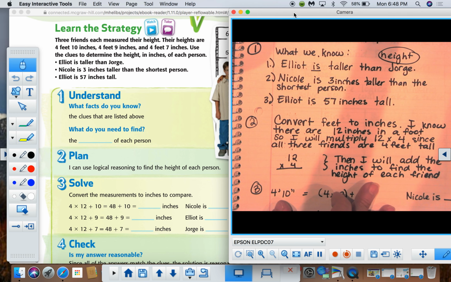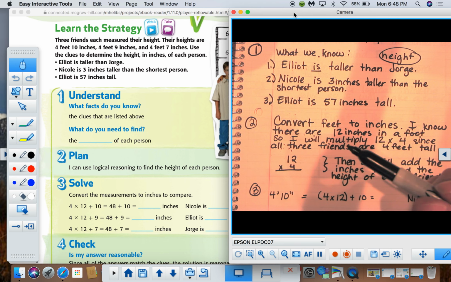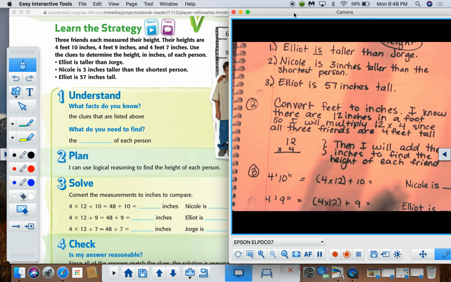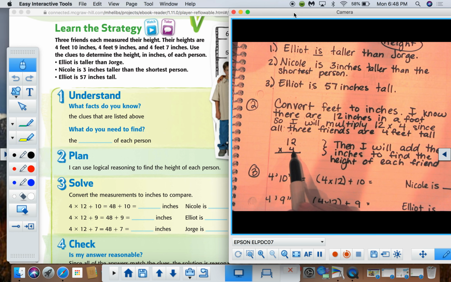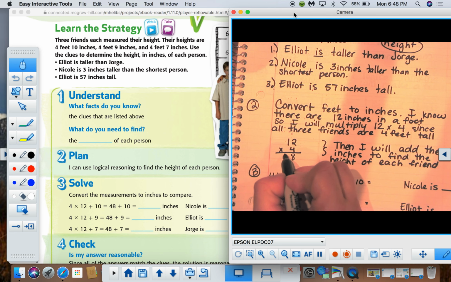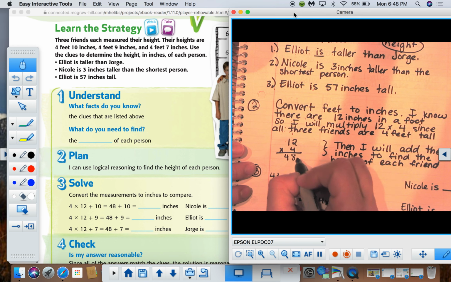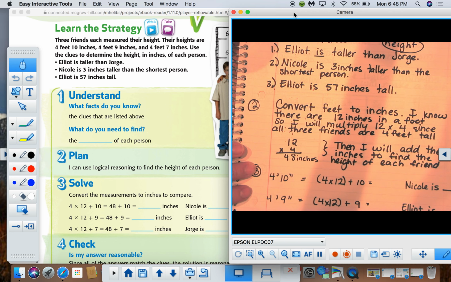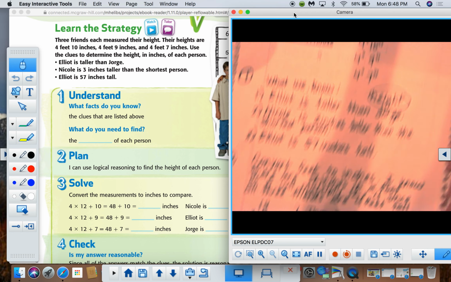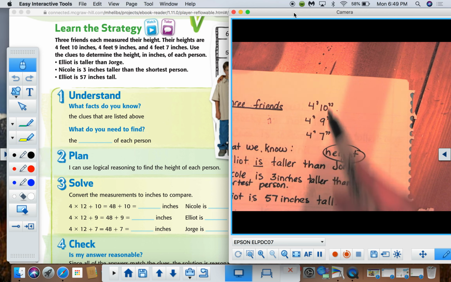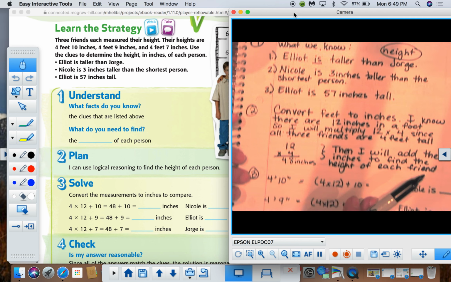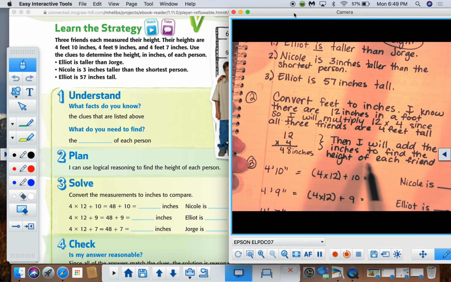Well, I know that I'm going to have to convert my feet to inches. I know there are 12 inches in a foot, so I will multiply 12 times 4 since all 3 friends are 4 feet tall. And I can do that by multiplying 12 times 4. 4 times 2 is 8, 4 times 1 is 4, so I know that 4 feet is equal to 48 inches, okay? And each child is 4 feet tall plus the extra inches. So I know that now I will add the inches to find the height of each of the friends.